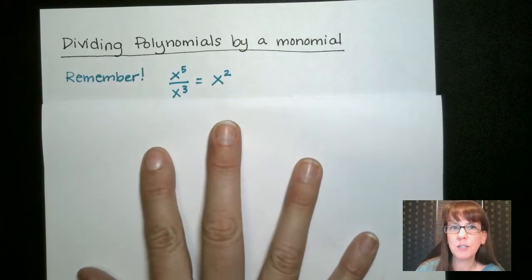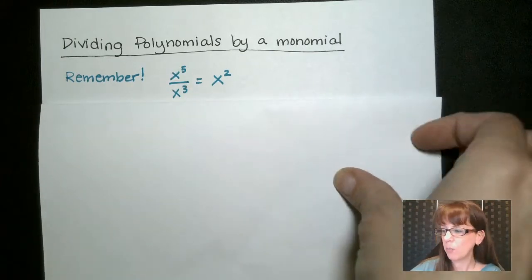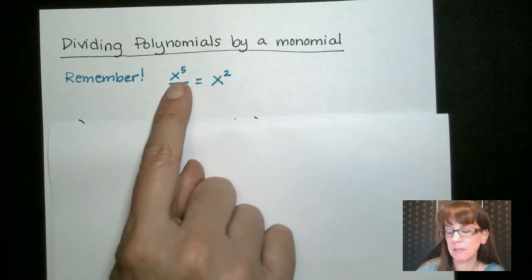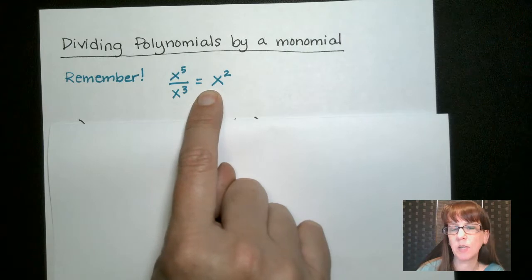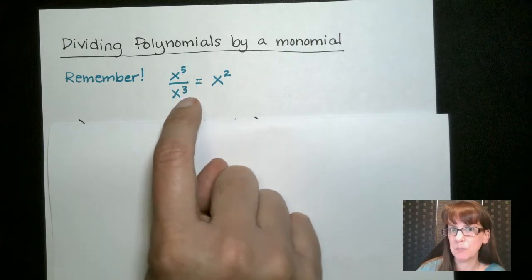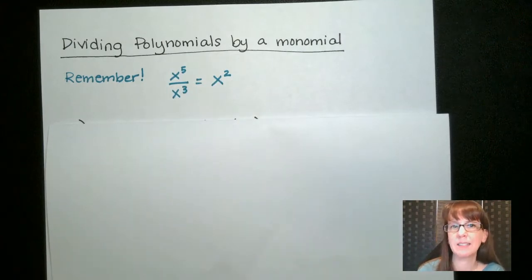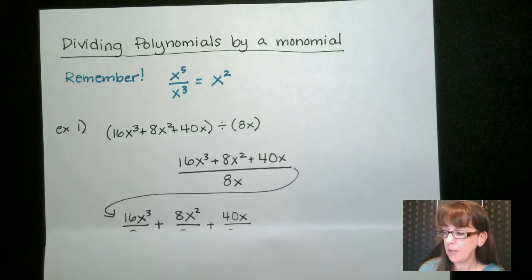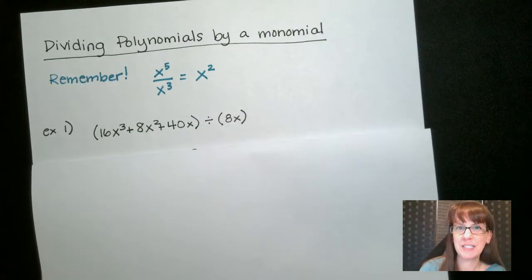All right, before we get started, just remember one of our rules of exponents: if we have x to the fifth over x to the third, that's going to equal x to the second, because we're subtracting here. That division bar acts as a giant subtraction bar. Okay, so, let me give you a sneak preview of what we're doing.